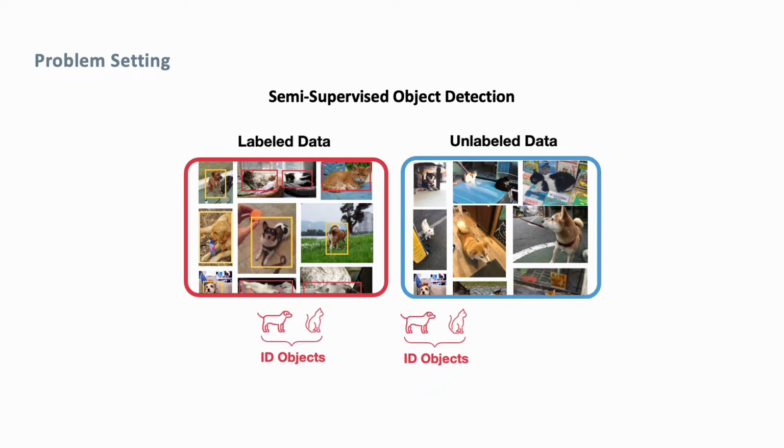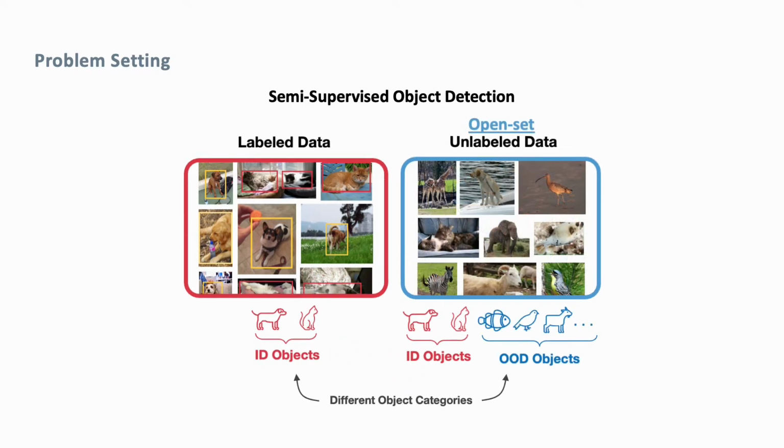However, this closed set assumption is unlikely to hold in practical scenarios, where unlabeled images collected in the wild might contain out-of-distribution objects, which are unseen, undefined, and unknown in the label set. We are therefore interested in a more practical problem, open set semi-supervised object detection, which aims to leverage unconstrained unlabeled images to improve object detectors.